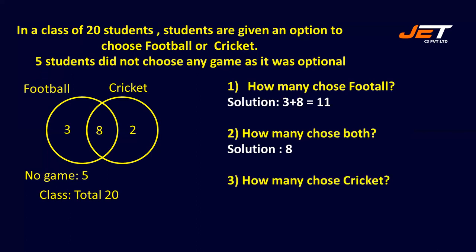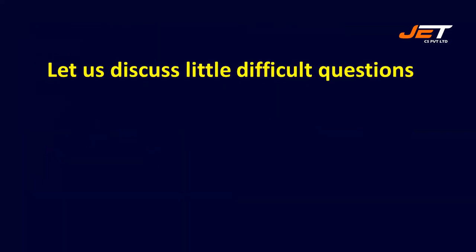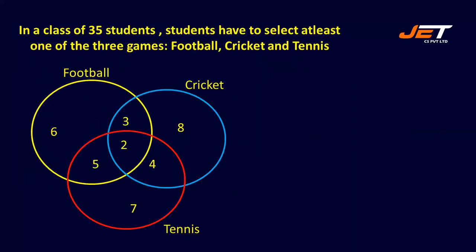The next, how many choose cricket? So here it is 8 plus 2. That is 2 students choose only cricket and 8 students who choose football and also cricket. So we have to take that 8 as well. So 8 plus 2 is 10. So 10 students choose cricket. All right. So let us discuss little difficult questions.